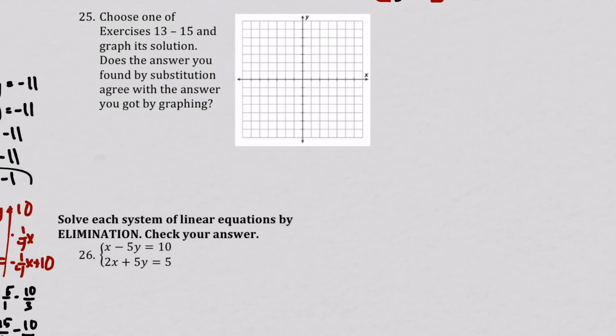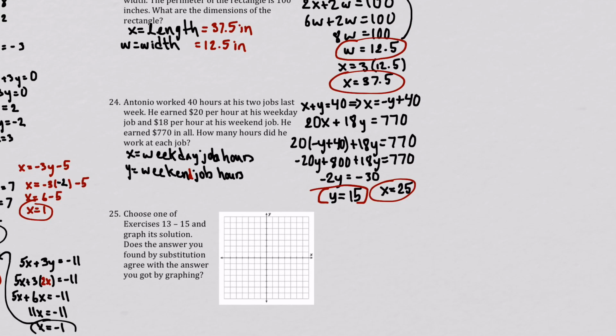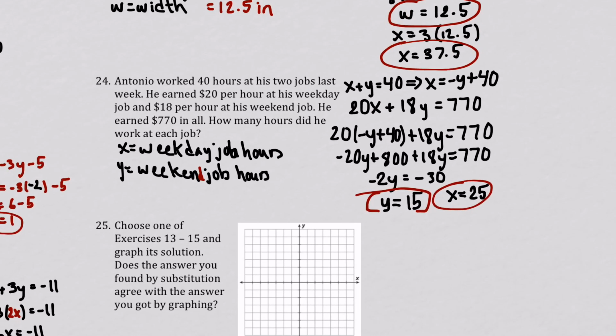Okay, I will let you do number 25 on your own, because you get to choose one of the exercises that we just did, graph it, and then just check that they intersect at the exact point that you got as your solution. So for example, for number 13 to 15, it should say 22 to 24 right here. That's a typo right there. 22 to 24, not 13 through 15.